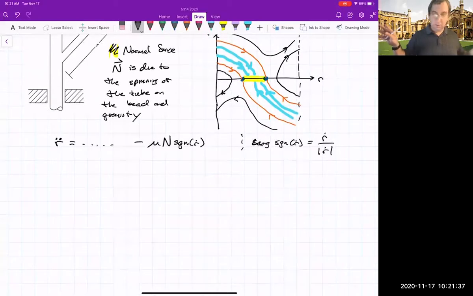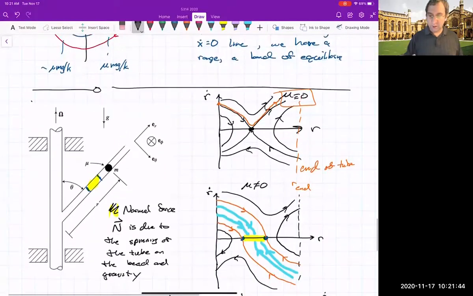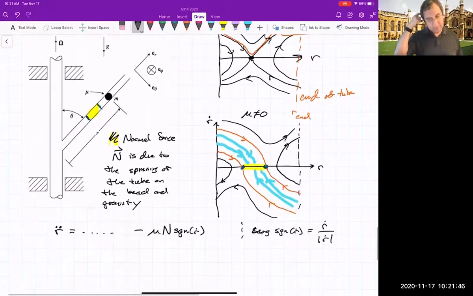So now there's a range of equilibria. That seems to be what happens when you add friction. Instead of one isolated point, you have this range, and it's kind of odd.